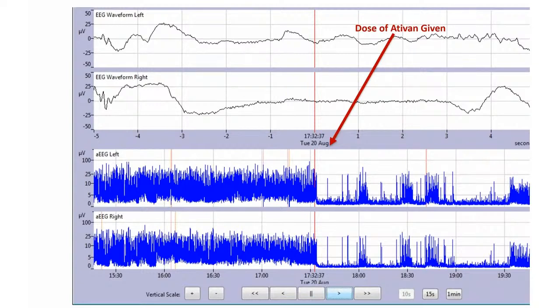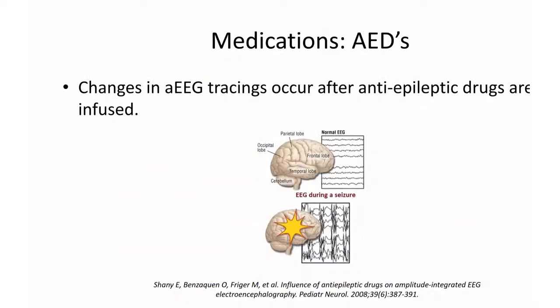So these benzos have huge effects on the brain. And we know that synaptogenesis and brain activity is extremely important in order for normal brain structure and function. So we know that these drugs can have a huge impact. Changes in aEEG do happen after anti-epileptic drugs, or AEDs, are infused. This is Dr. Shani from Israel. He's done a lot of great work around this.